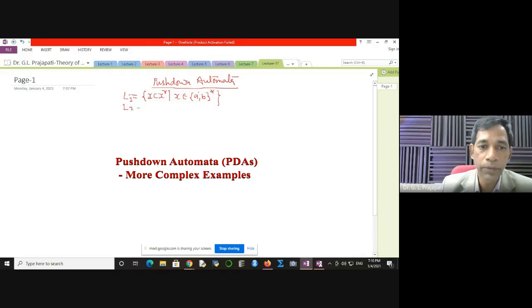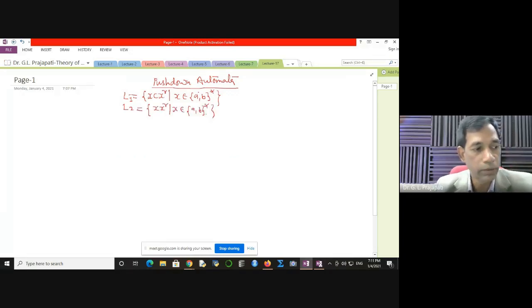So we have the L2. Now you can see that this is also the language of palindrome, XX^R. What is the difference in this language? We don't have the C here. We have only the sigma. Every sentence of this language consists of only the two symbols A and B. This is one thing. We have seen the PDA for the earlier case, and that was the DPDA we have seen.